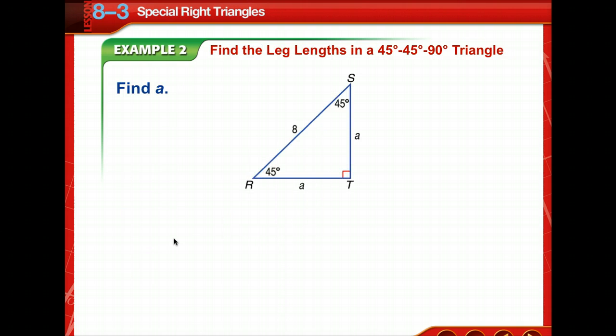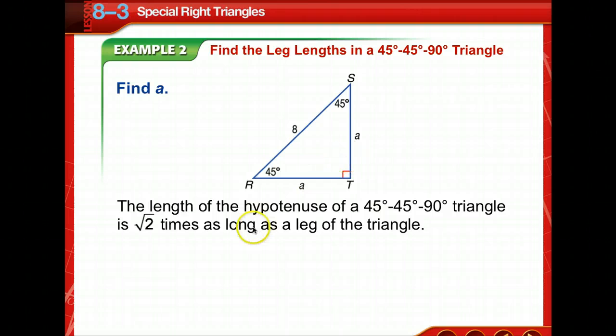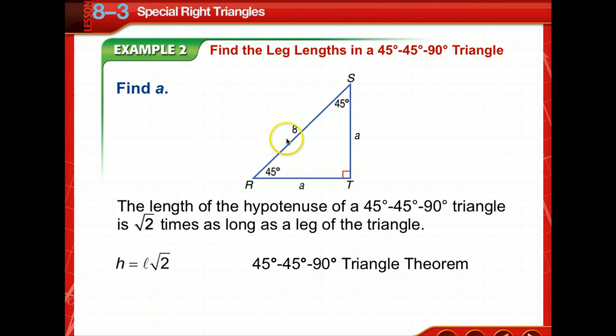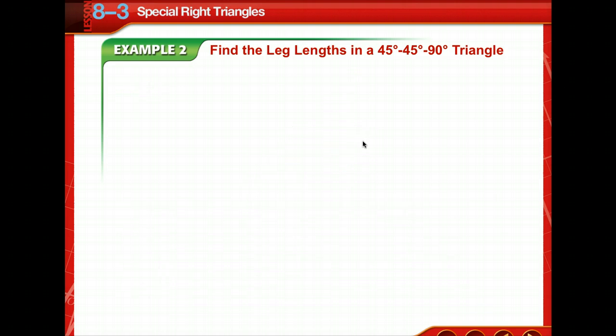Now you can also work backward using the 45-45-90 triangle theorem to find the lengths of the legs of a 45-45-90 triangle, given the length of the hypotenuse. So we know that the length of the hypotenuse is the square root of 2 times longer than the leg, because the hypotenuse is the leg times the square root of 2. Well, so the hypotenuse, 8, is equal to a times the square root of 2.